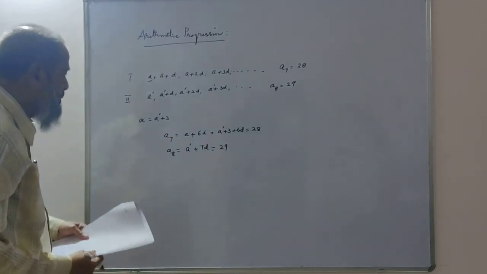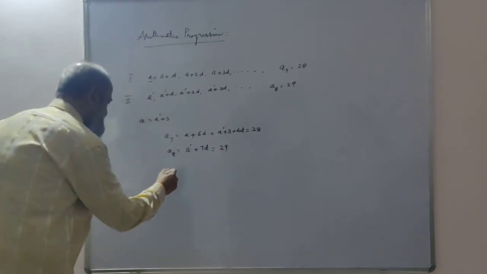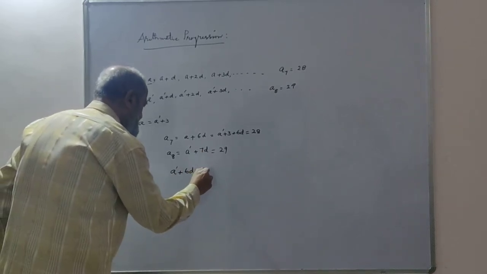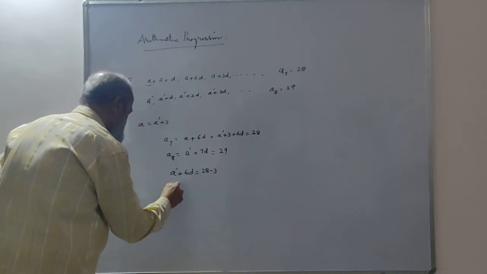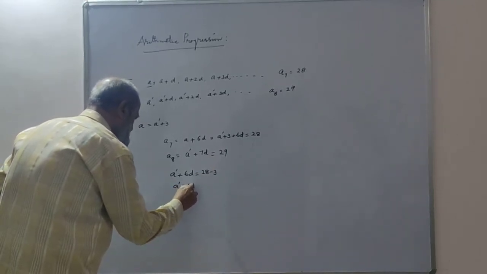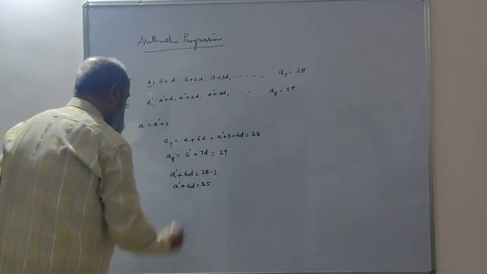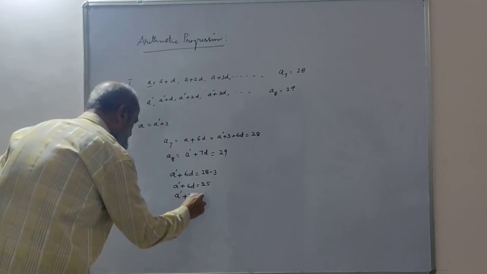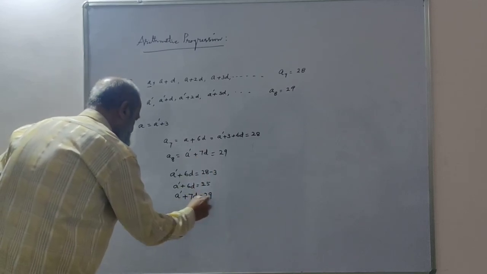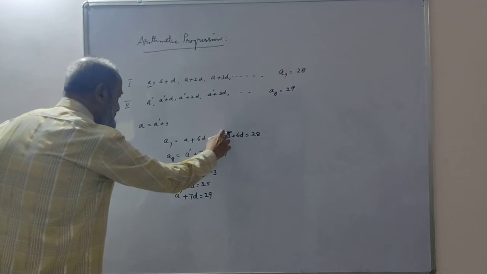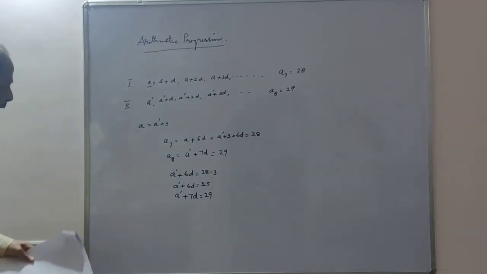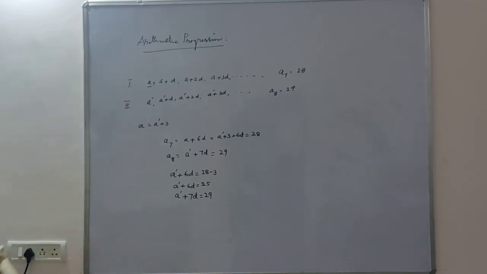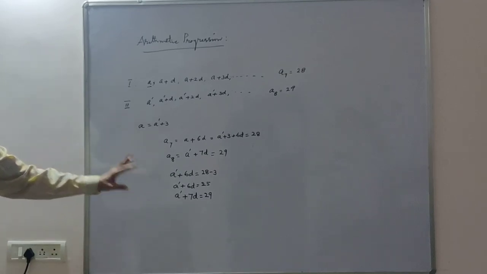Now, here I have two linear equations. One is A dash plus 6D is equal to 28 minus 3. So that is A dash plus 6D is equal to 25. This is one equation. The other equation is A dash plus 7D is equal to 29. Here nothing is to be transferred. Here you have to transfer this 3 to the other side. So you have two simultaneous equations, a pair of linear equations. The variables are A dash and D.